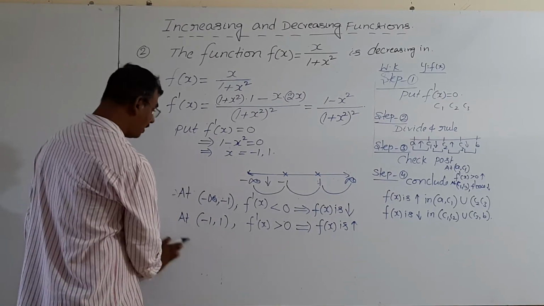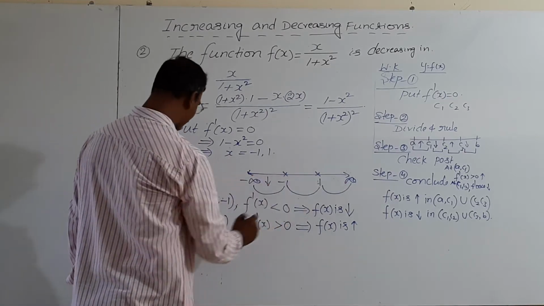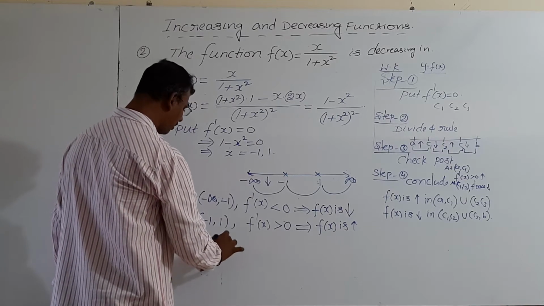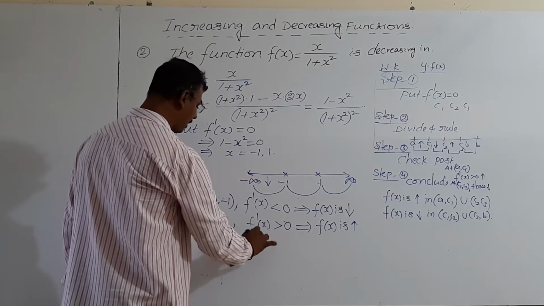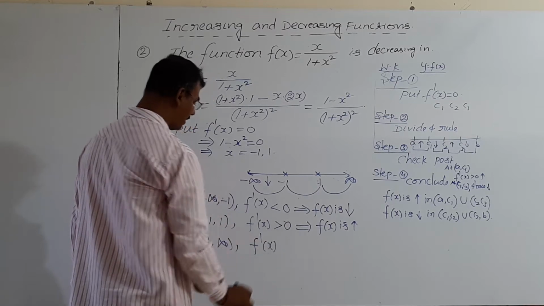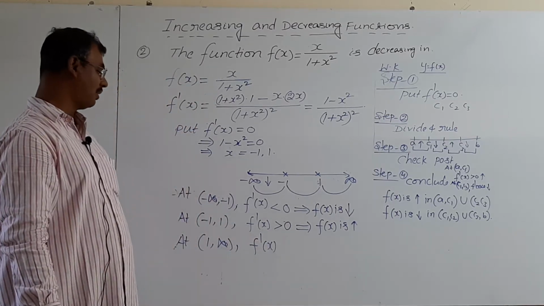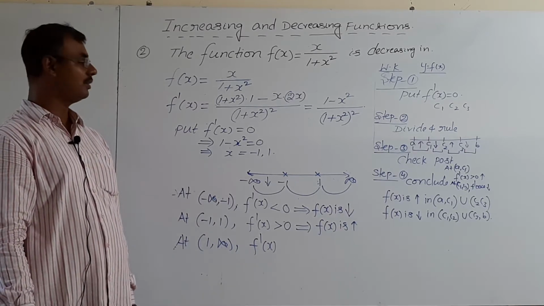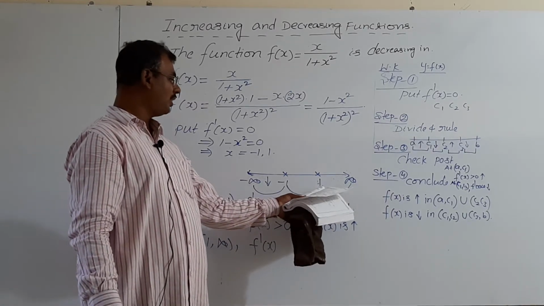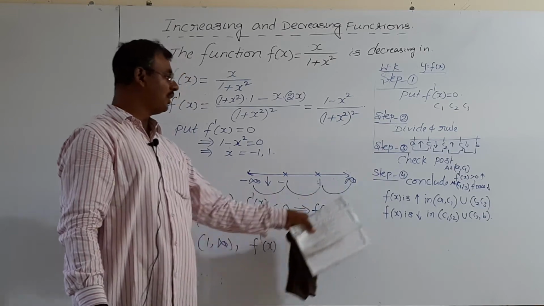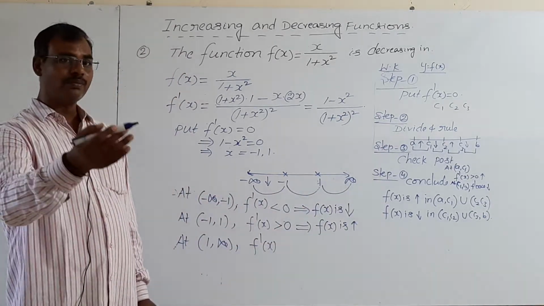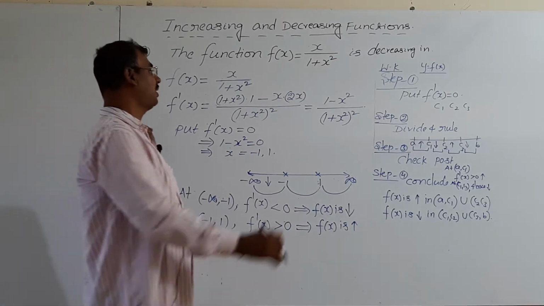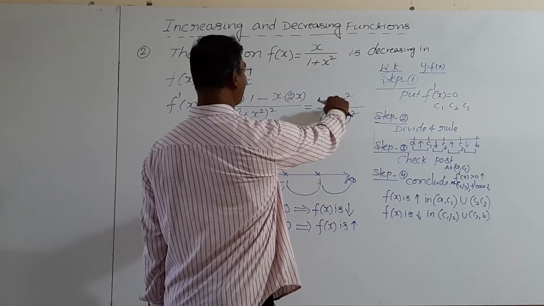In the same manner, what is the next subinterval? 1 comma infinity. f dash of x is what? What is the sign of f dash of x in the interval 1 comma infinity? You take any number in this interval 1 to infinity. Next number 2. Substitute here. 1 minus 4, getting a negative symbol.